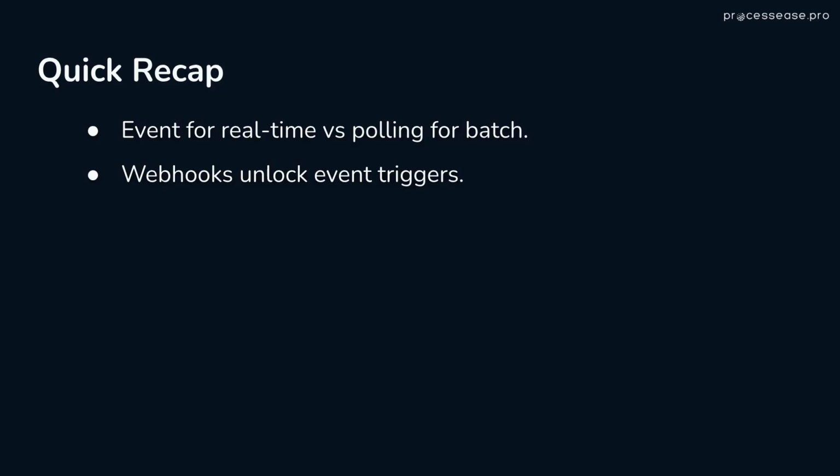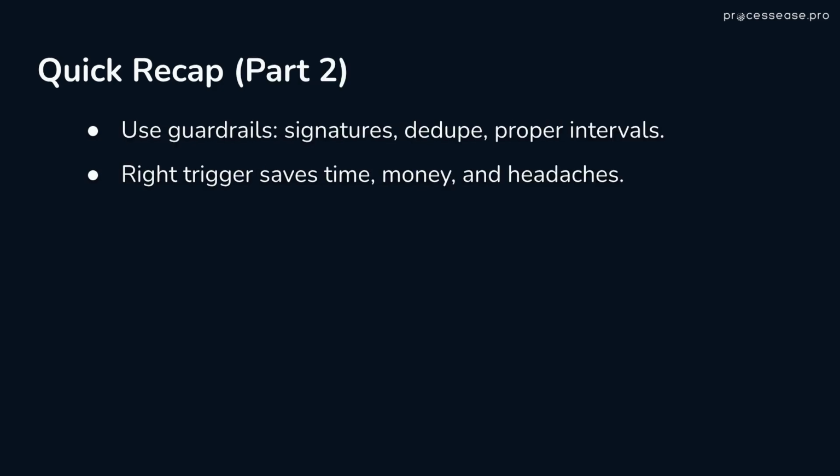Let's quickly recap the key idea. Use event triggers when something needs to happen in real time. For example, when a payment arrives or when a new order is created. The system sends an event, and your automation reacts immediately. Now, a very important point. Webhooks are what make event triggers possible. A webhook is simply a message sent by one system to another, saying, "Hey, something just happened." Use polling when real-time events are not available, or when you are syncing data in batches. In that case, your automation checks the system at regular intervals, like every few minutes.